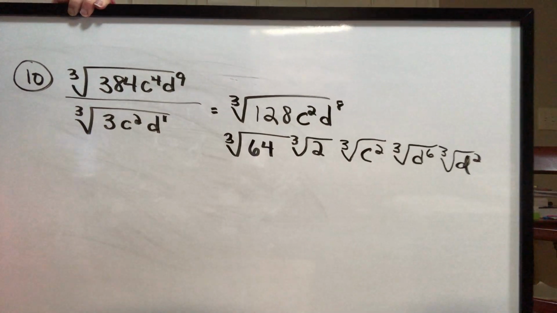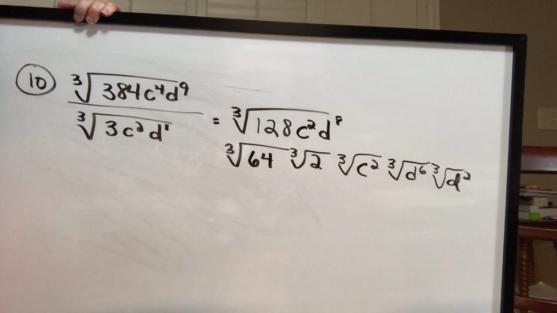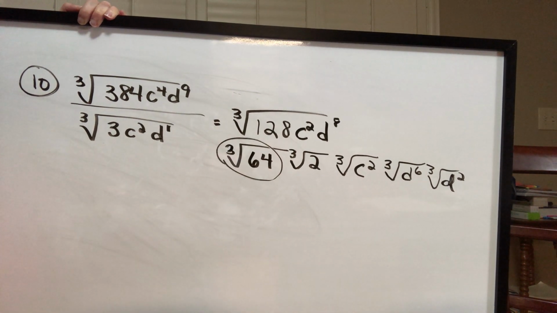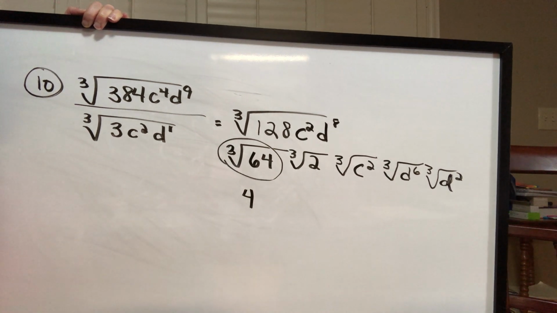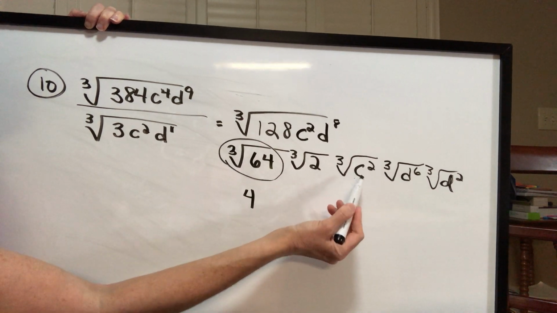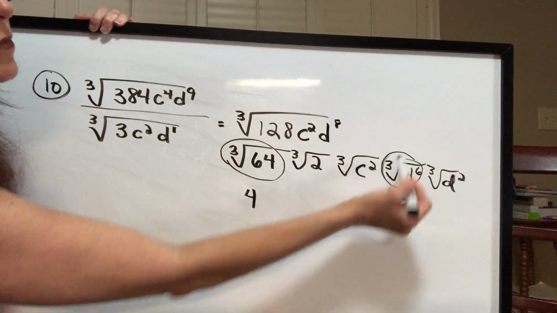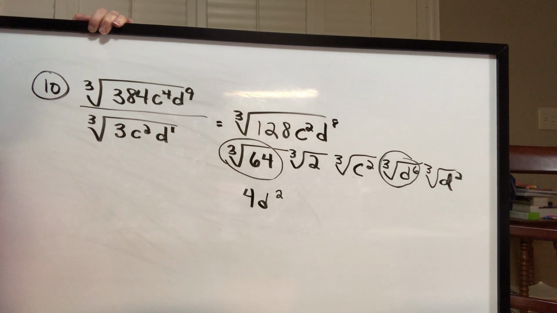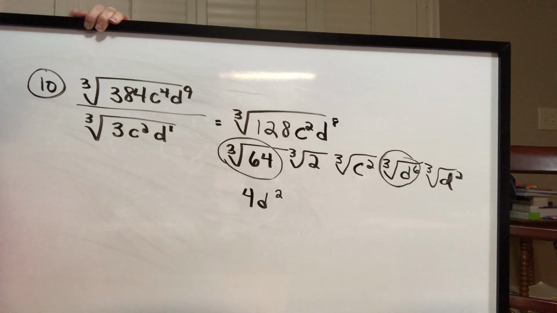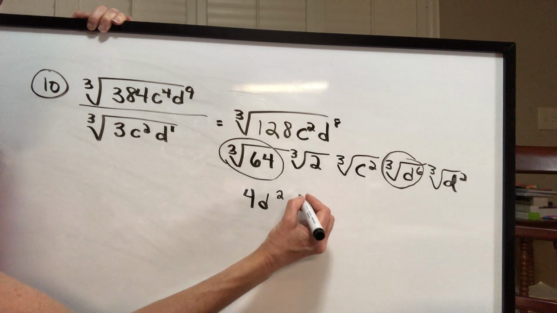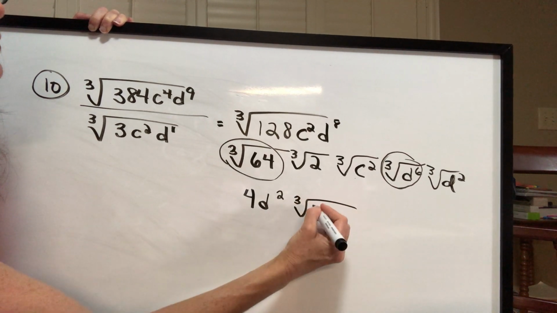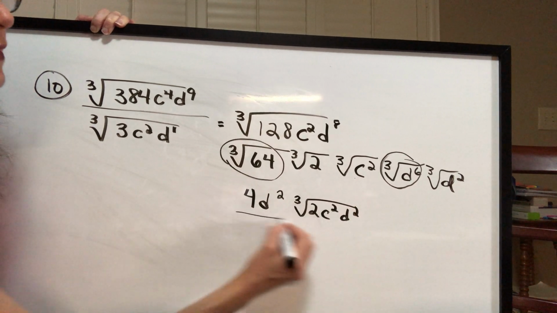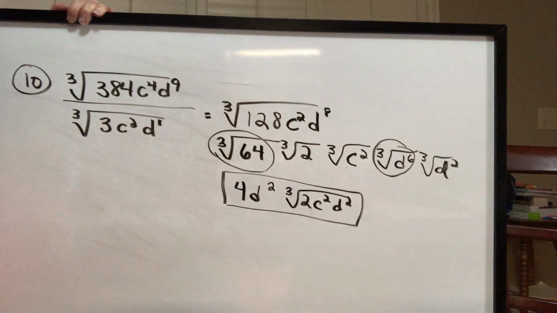Okay, so now we're ready to get our final answer by simplifying all the ones that are perfect. So the cube root of 64, look on your chart, that's 4. This one is not perfect, so just move along. That one's not either. This one is divisible by 3, so you would put d squared. And those are the only ones that are perfect cubes. So everything else that's not perfect, you're going to keep it inside of a cube root symbol. So we would still have the 2, the c squared, and the d squared. So then this would be the final answer for number 10.